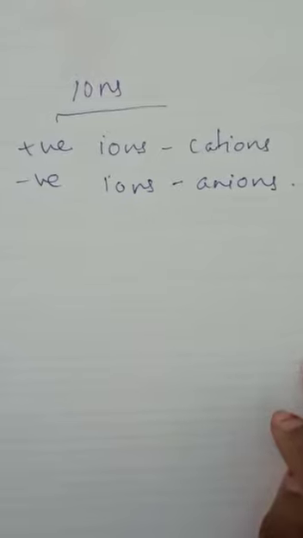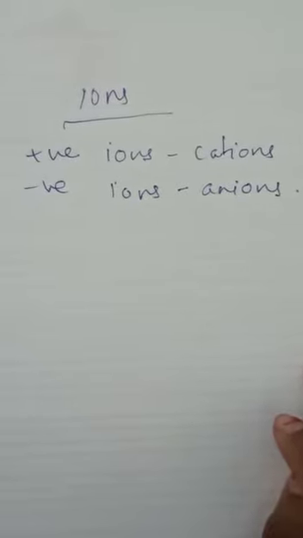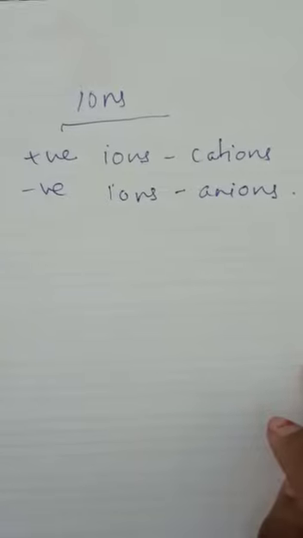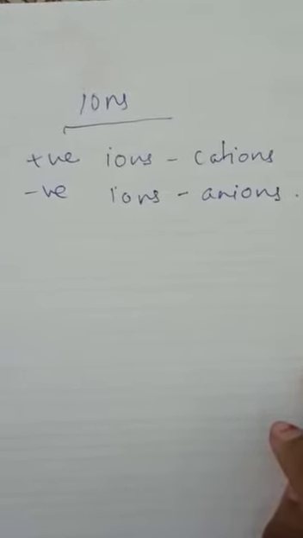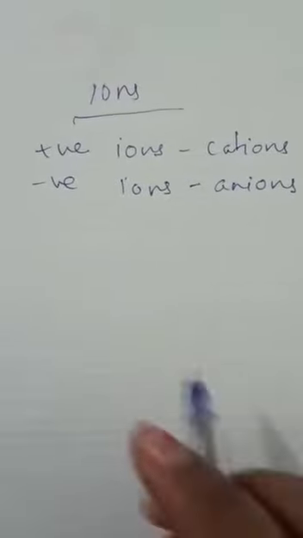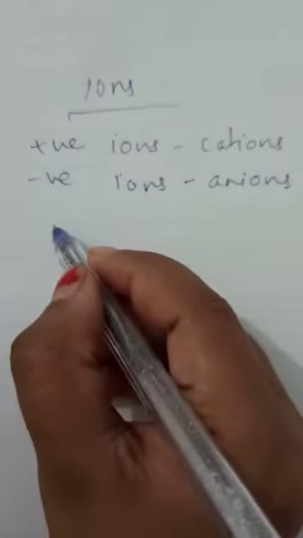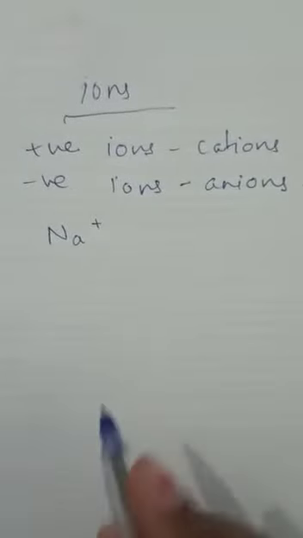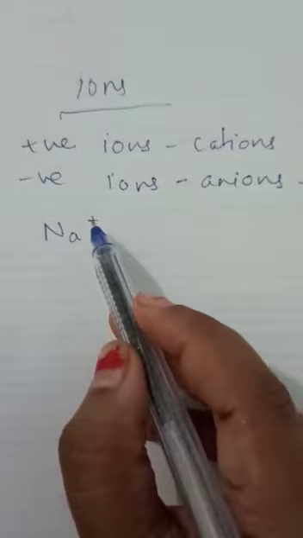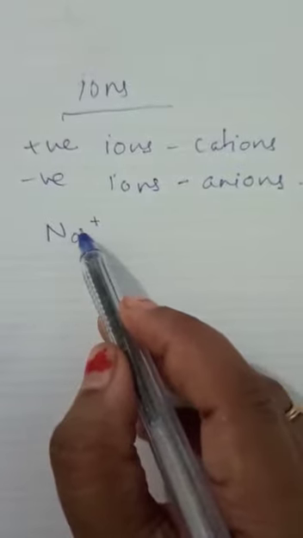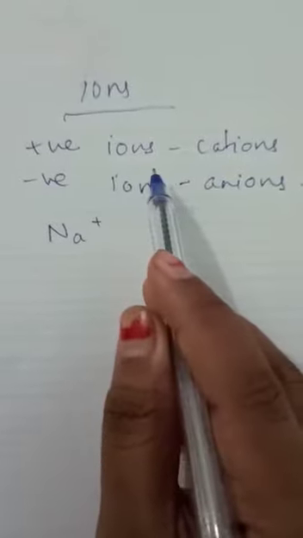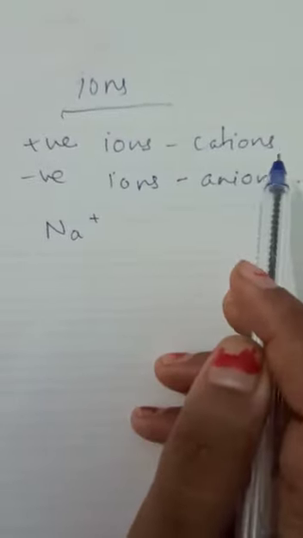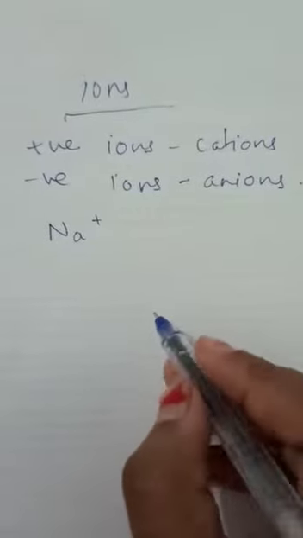A cation is formed by the loss of one or more electrons, and an anion is formed by the gaining of one or more electrons. To study this, let's take an example of the sodium ion, that is Na positive. Here you can see a positive charge on the sodium atom, which means it is a positively charged ion, and a positively charged ion is called a cation. Let's see how it is formed.